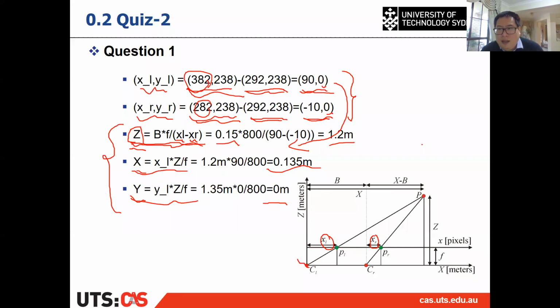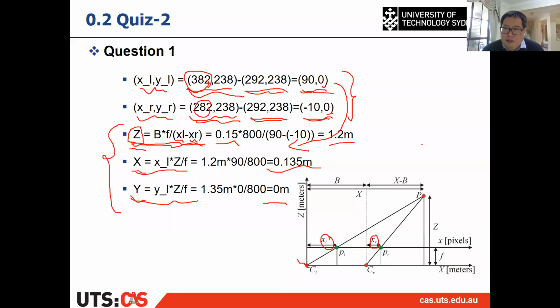The baseline is a distance. It is the distance between the two camera centers, which means the baseline in this case is the norm of that translation between the two camera centers, and that is 0.15. Again, baseline is a scalar, which means baseline is a number instead of a vector.